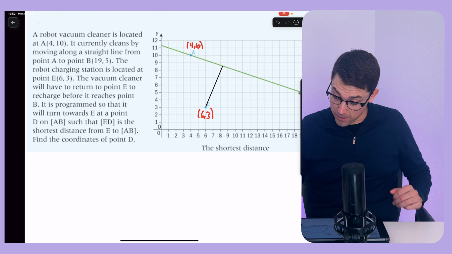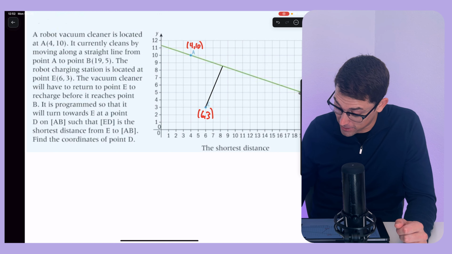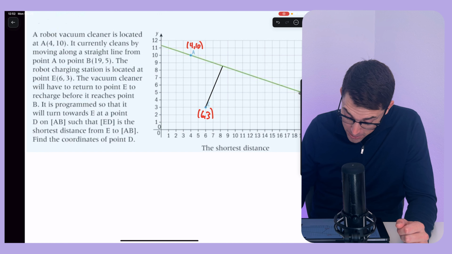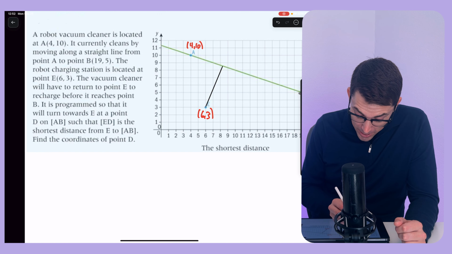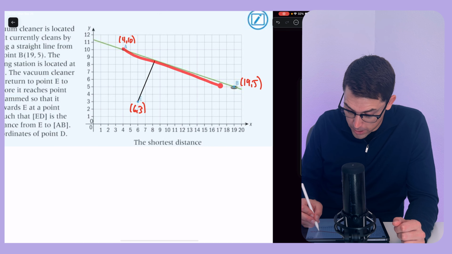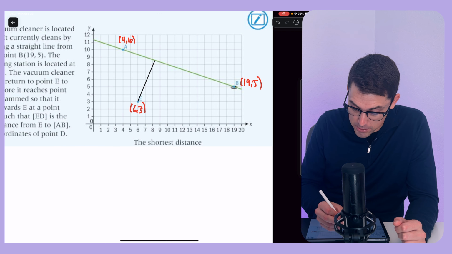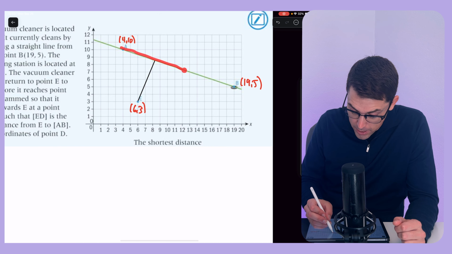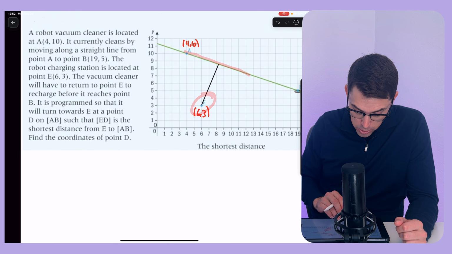Man, is that a lot. That can definitely sound confusing. I can see why you'd be a little confused on that one. So all it's saying is that it's going to have to return to point E to recharge. So it cannot make it all the way to point B. What it has to do, it has to go and at some point get back to E to recharge.